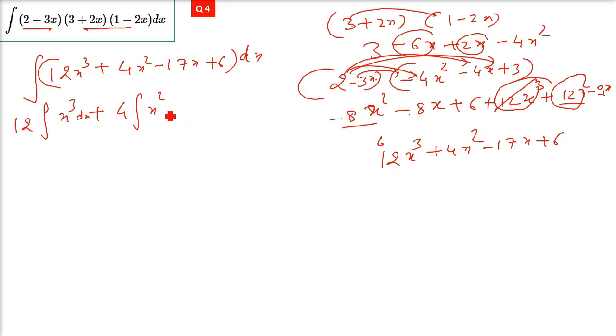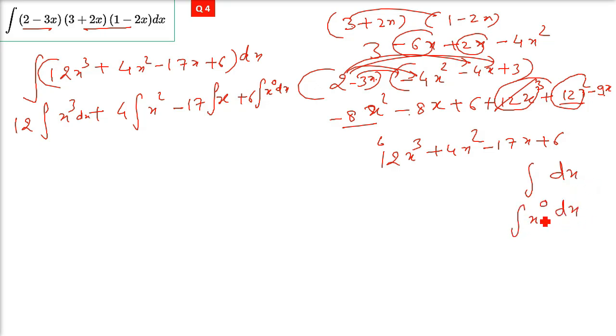And always remember there is a dx because the integration is always with respect to dx. Minus 17 integration of x, and 6 is there, so I am taking 6 outside, integration of dx, and integration of dx is simply x. See, there is no integration of dx as such, actually it's integration of x to the power 0.